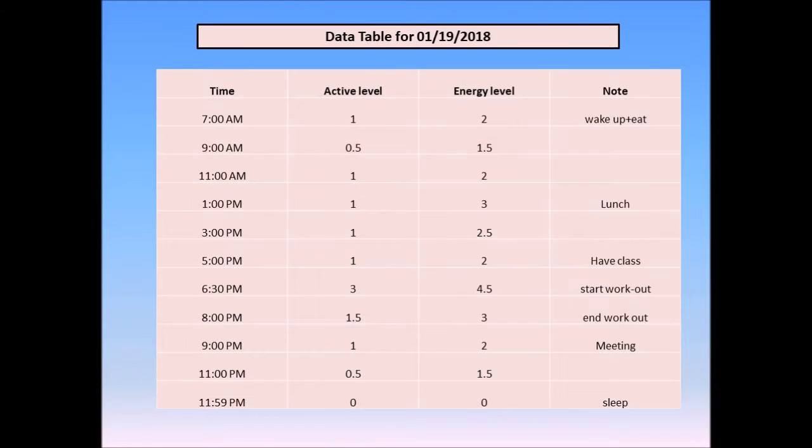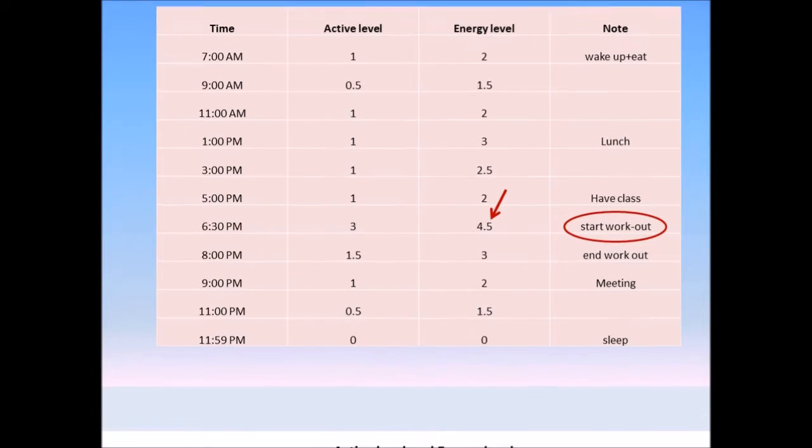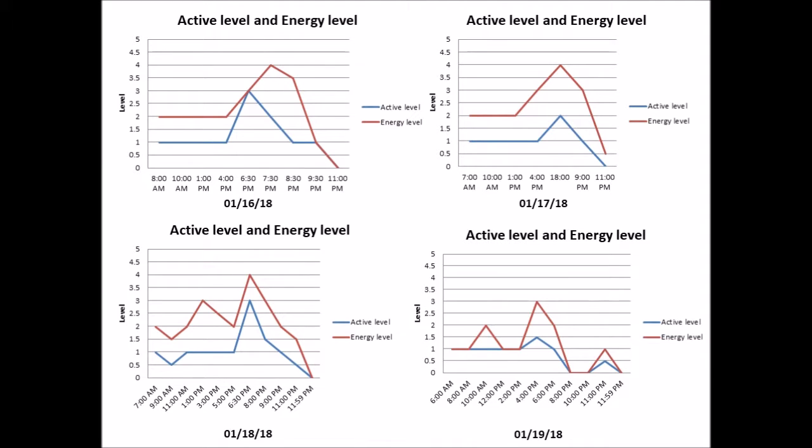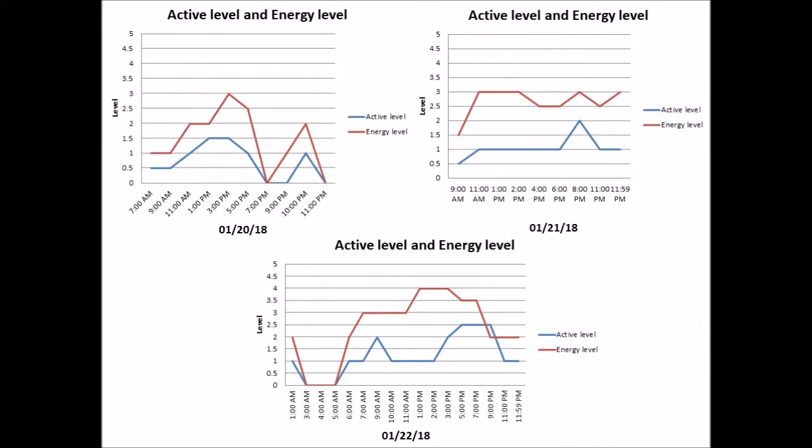Here's another example. This day was January the 19th. On this day at 6:30 p.m., I started working out with my friends. My active level went up as well as my energy level. The two quantitative values actually peaked during this time too. Here are all the graphs for the full 7 days of tracking. The graphs have pretty similar trends with numbers going up and down.